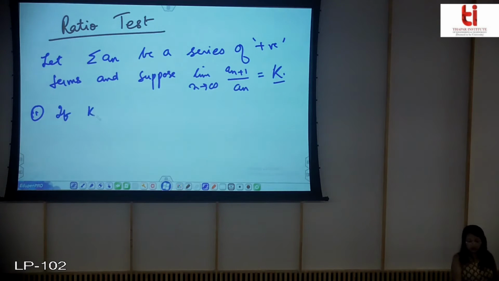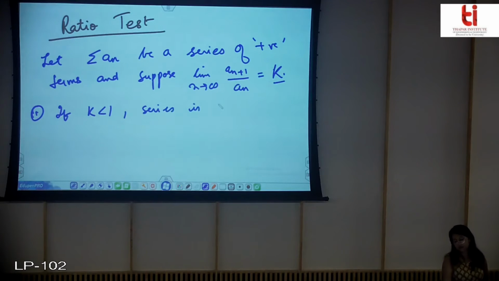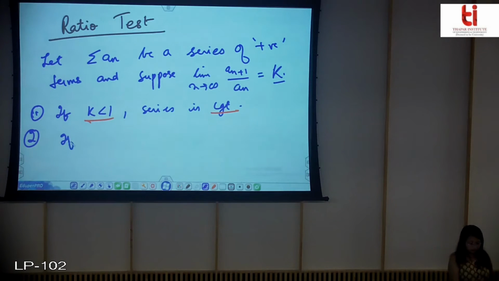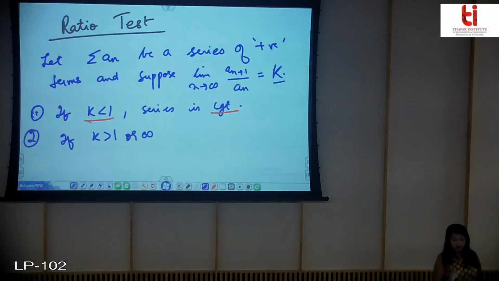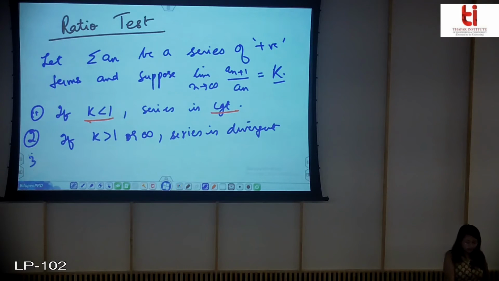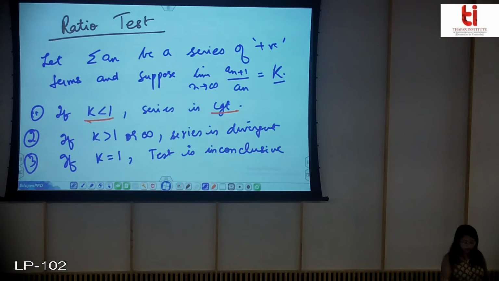If k is less than 1, the series is convergent. Second, if k is greater than 1 or infinite, the series is divergent. And third, if k is equal to 1, the test is inconclusive. That is, you cannot say anything about the nature of the series by this test.